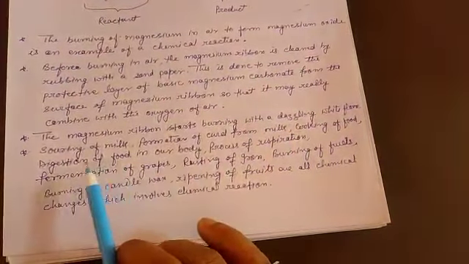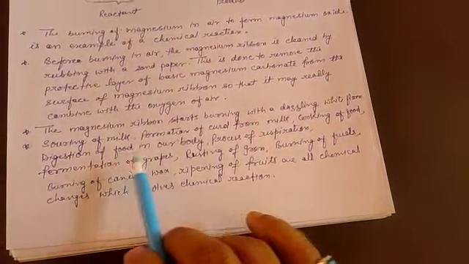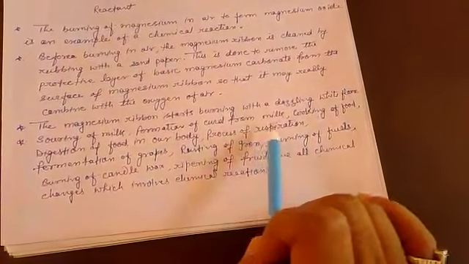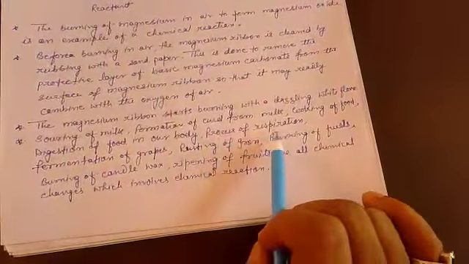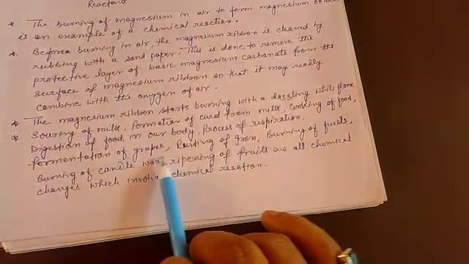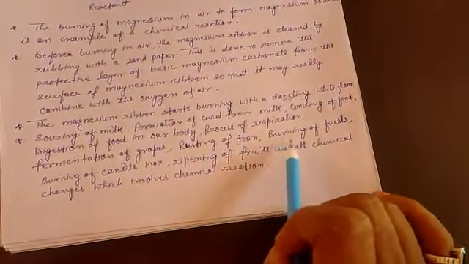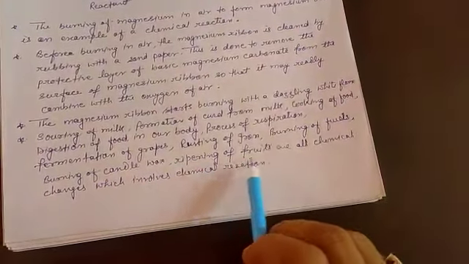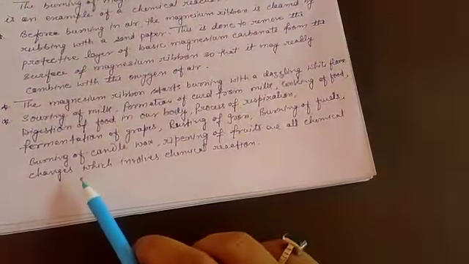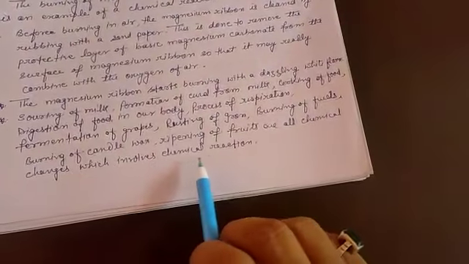Similar examples are souring of milk, formation of curd from milk, cooking of food, digestion of food in our body, process of respiration, fermentation of grapes, rusting of iron, burning of fuels, burning of candles, wax, ripening of fruits. All are chemical changes which involve a chemical reaction.